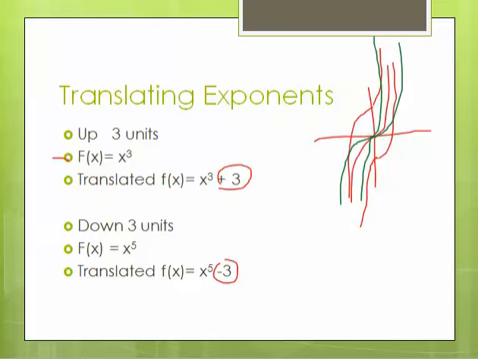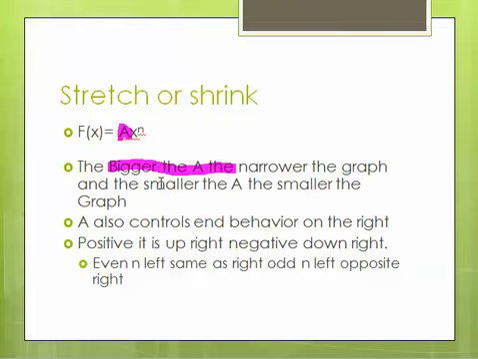Now you've got to remember that the a value affects more than just the shrinking and narrowing of a graph. It also affects the behavior on the right hand side. A positive a value points up on the right for all values of x and n, but a negative value will point down on the right. Now, if your n, whatever exponent you're raising it to, is an even number, both the right and the left point the same direction. If it's a negative, I'm sorry, if it's an odd number, they point in opposite directions. And that's all you have to remember about that behavior.